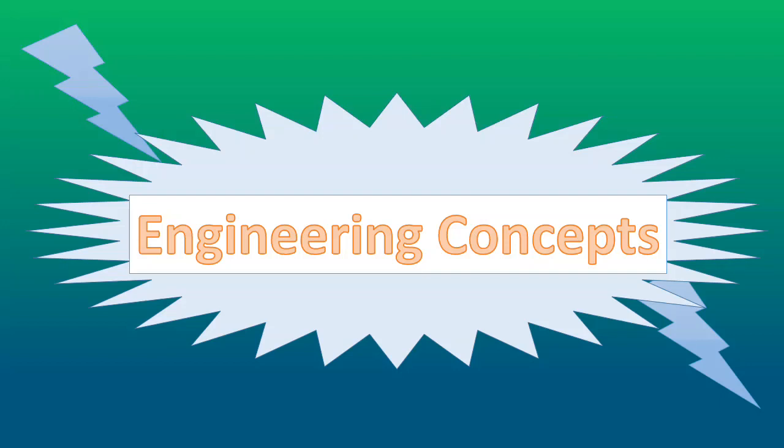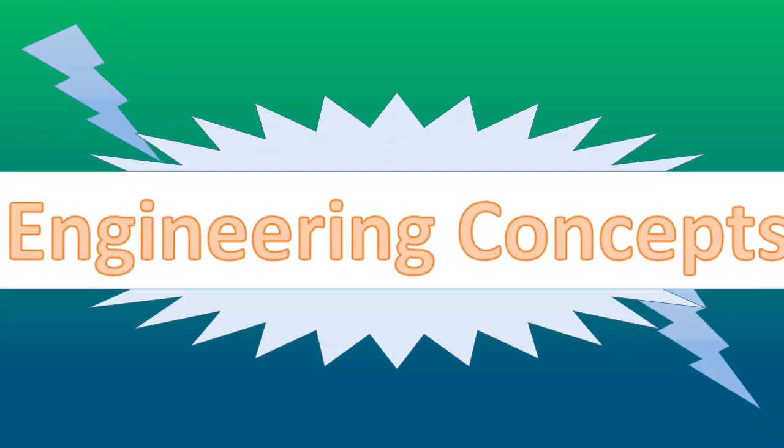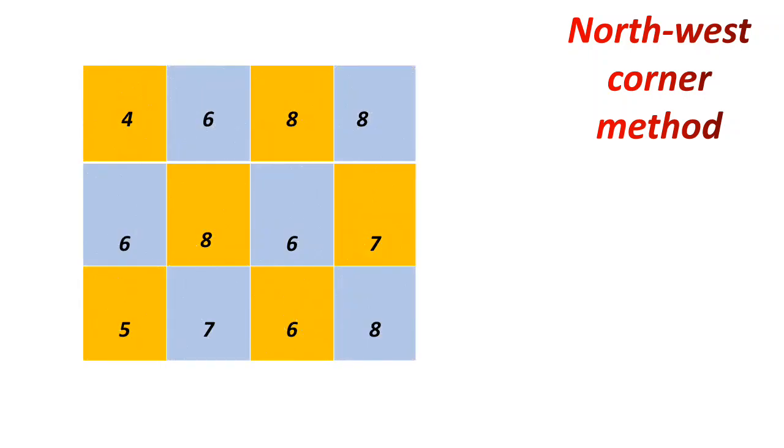Hello friends, in this video I am solving the transportation problem by using the northwest corner method. The northwest corner method derives its name from the fact that the initial allocation of resources is started from the northwest corner of the matrix. Here this is the matrix.